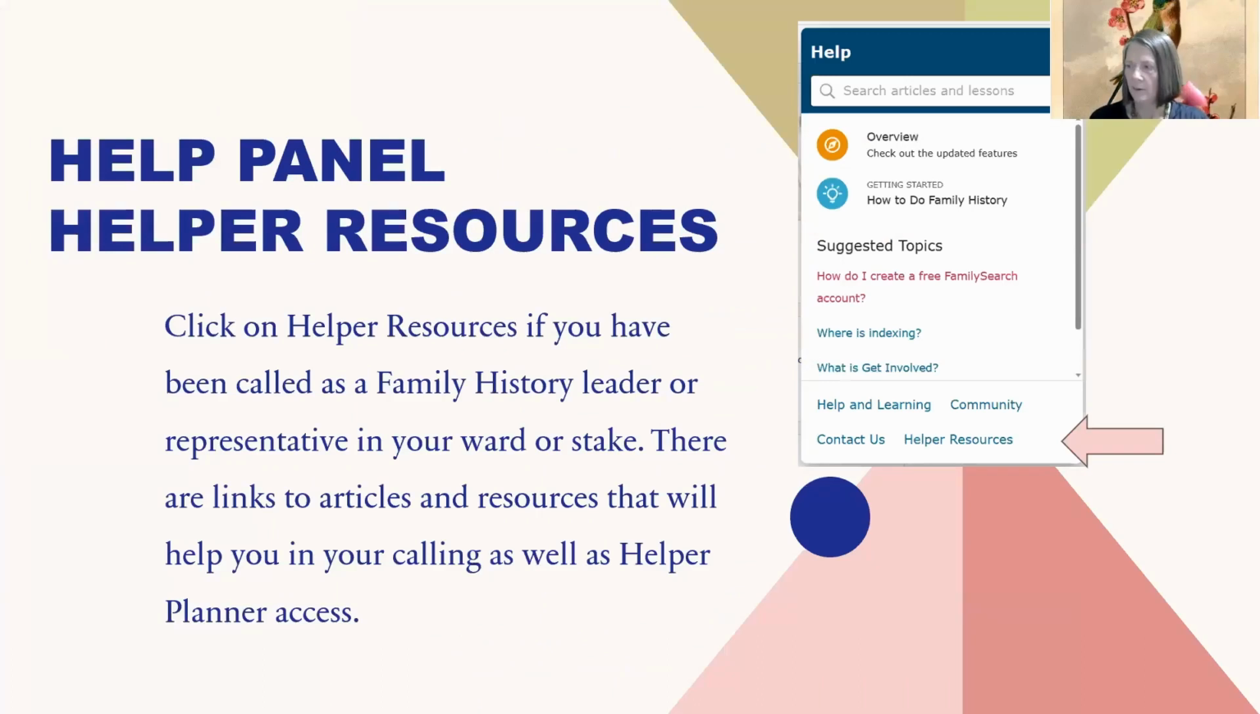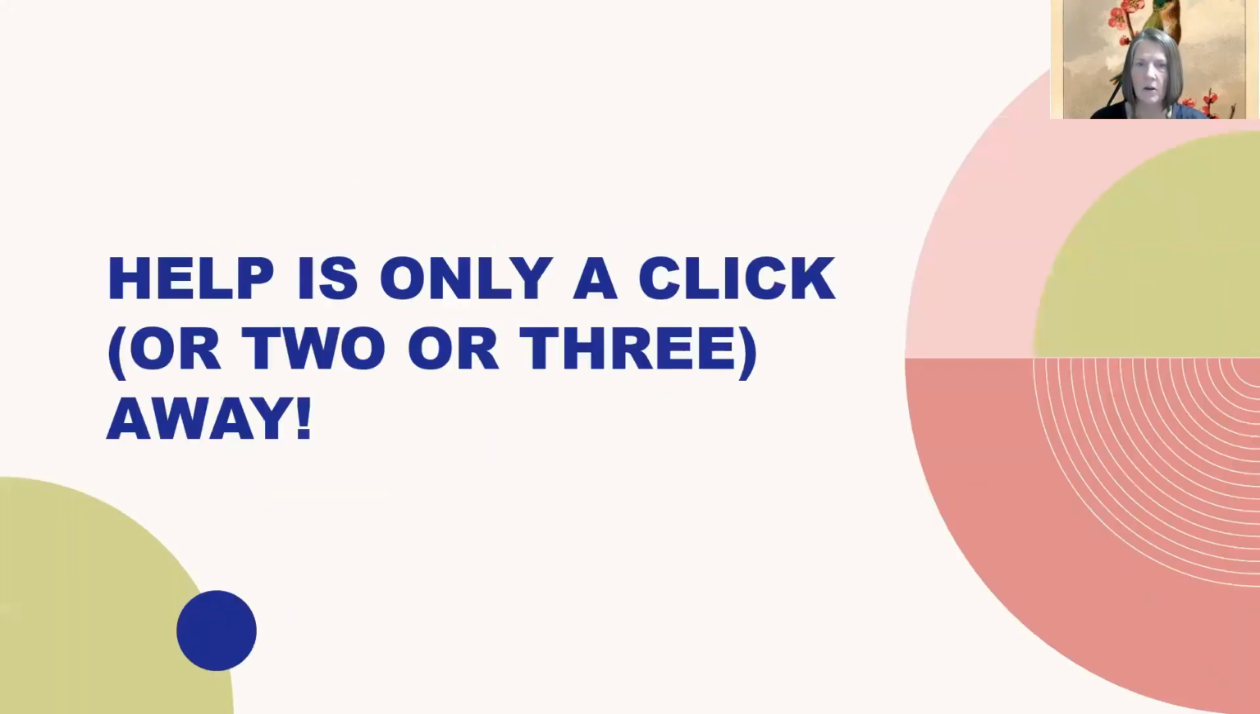Then we have the helper resources. This is for people who are called as family history leaders. And so there, if you click on that, it's got articles and resources that are just specializing in your calling as a helper to other people. And so that's basically it. Help is only a click or 2 or 3 away if you go to the Help and Learning Center.